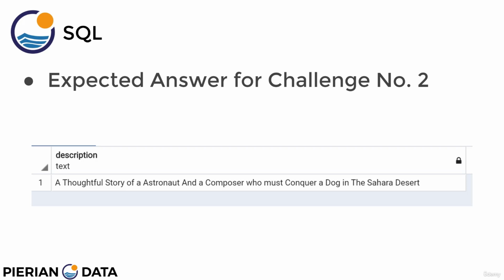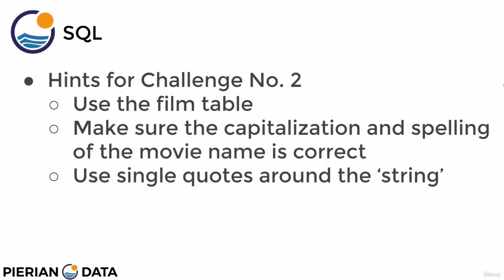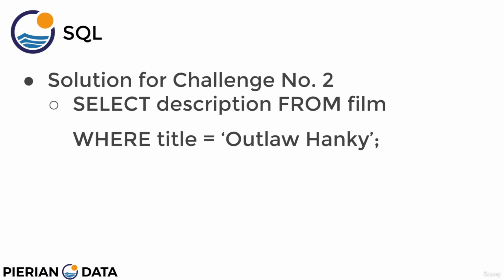All right, so here comes some hints in case you need them. Hints for challenge number 2 is to use the film table. Make sure the capitalization and spelling and spacing of the movie name is correct in case you're getting an error on that, and make sure to use single quotes around the string. Here comes our example solution. So here we'll just select the description column from film table where title is equal to Outlaw Hanky. And you have to make sure that capitalization is correct, since it will actually check for capitalization matching up. Okay, here comes your next and last challenge for this little lecture.